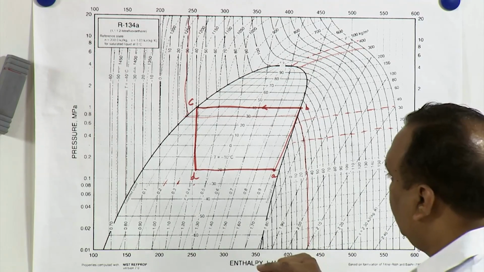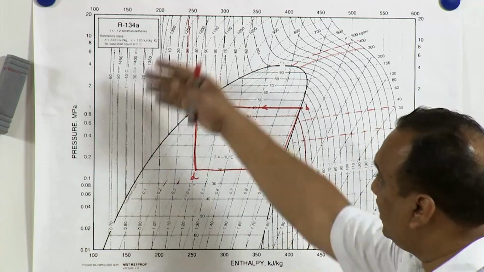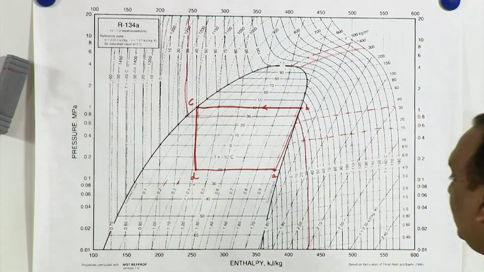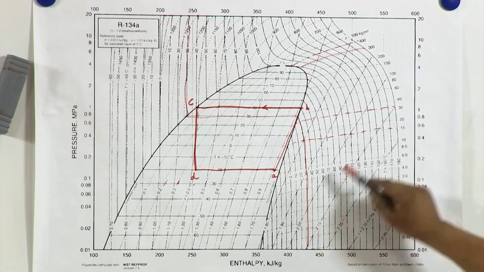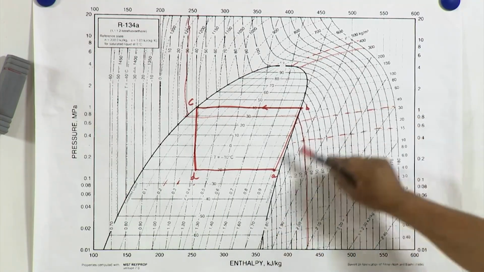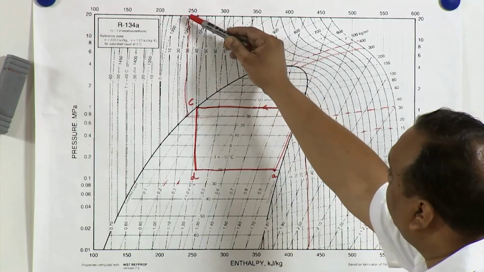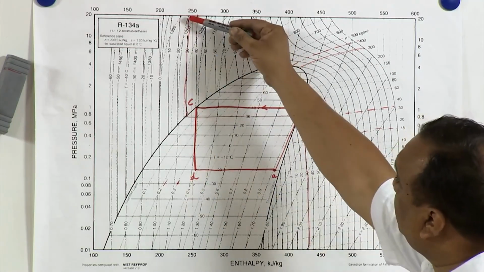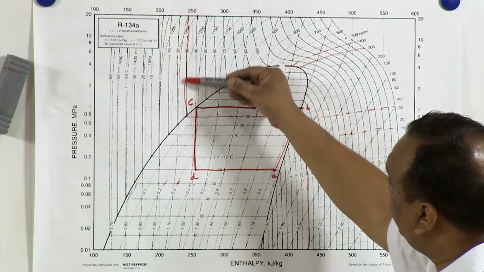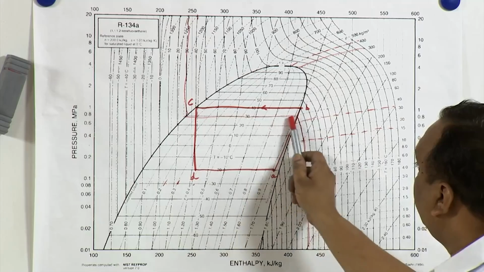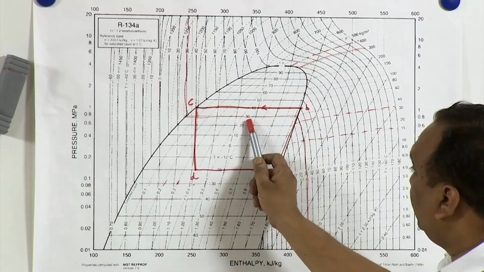There are horizontal lines which are constant pressure lines, and obviously there are vertical lines which are constant enthalpy lines. There are certain inclined lines also, they are constant entropy lines in this chart. This chart also has constant temperature lines, for example -30, which is almost vertical, not exactly vertical, but then it becomes horizontal because during phase change the temperature remains constant.